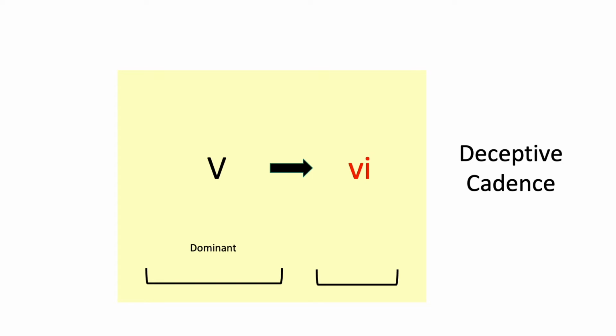Now, what would happen if the dominant didn't move anywhere? What if we stayed on the dominant or moved to a different dominant chord, which did not resolve? Well, because it didn't move to the tonic, it's only done halfway. We didn't complete the cadence, so this is why we call this a half cadence.